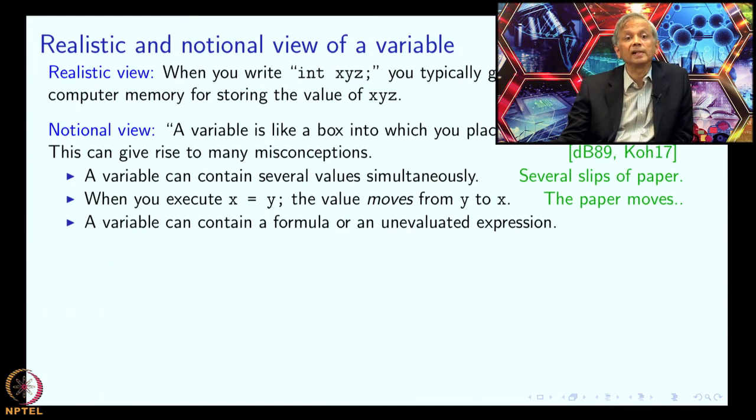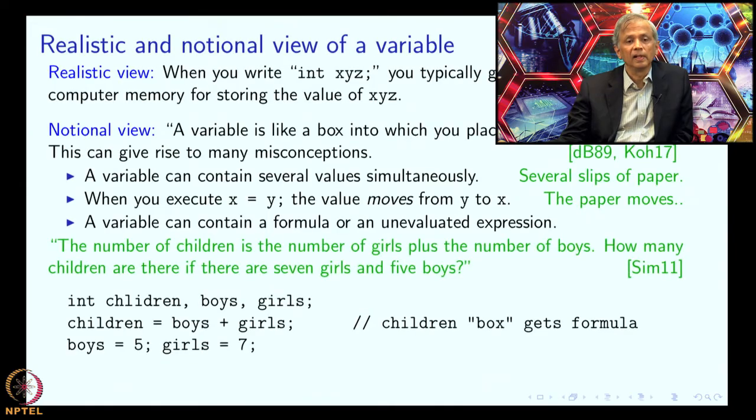And here is a more detailed example that one of these authors discusses. So, suppose you give this information to students. The number of children is the number of girls plus the number of boys. How many children are there if there are 7 girls or 5 boys? Okay, actually it's a different author. So, the way you would represent this information is, you would say int children, boys, girls. So, okay, the number of children is an integer, the number of boys is an integer, the number of girls is an integer. The number of children is the number of girls plus number of boys. Okay, so children equal to boys plus girls.